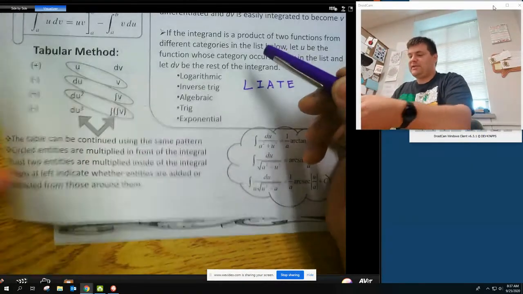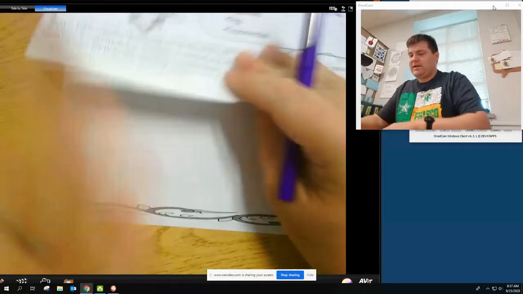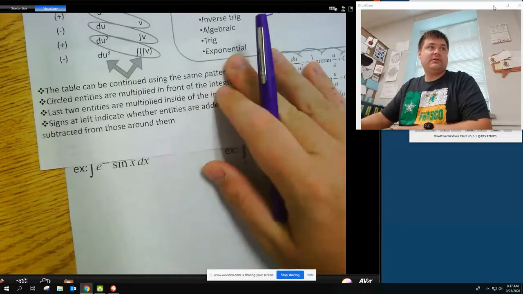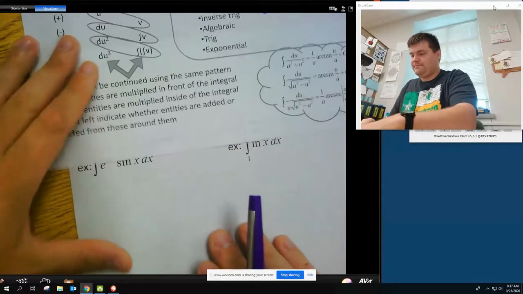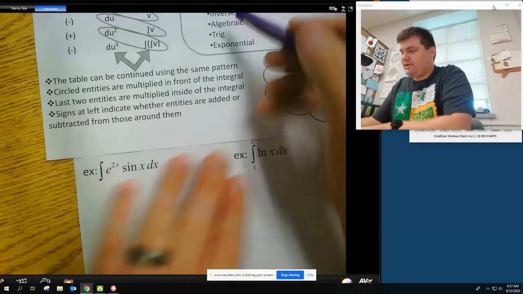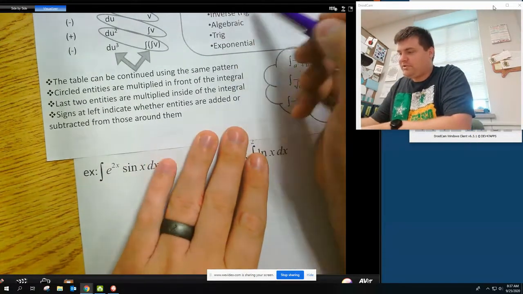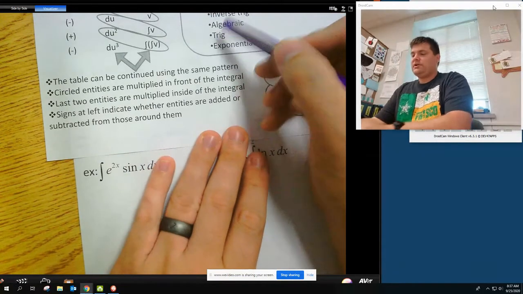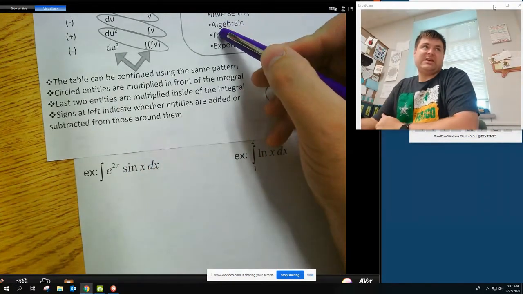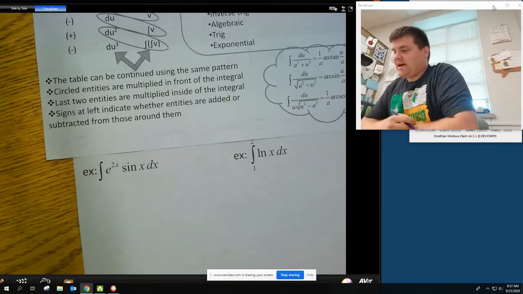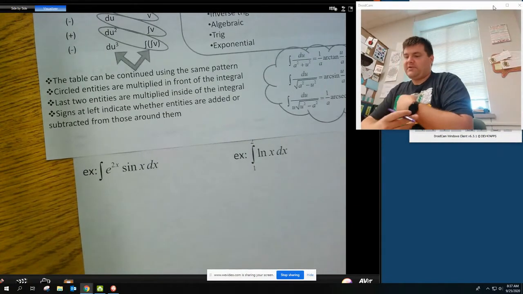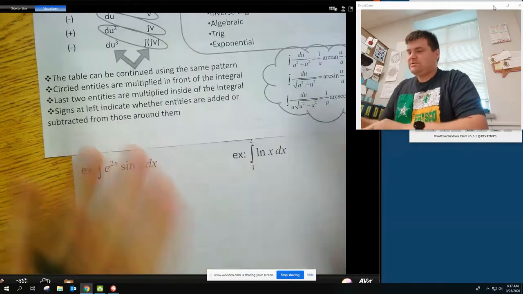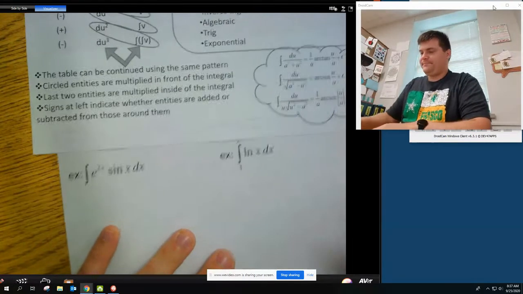So for that example I just showed you right here, you have trig and you have exponential. So you want your u to be, well, no log, no inverse, no algebraic. You want your u to be the trig. So that's just kind of how we use that as a nice little friendly reminder of what you can do. Okay, so we're going to talk about the tabular method real quick.